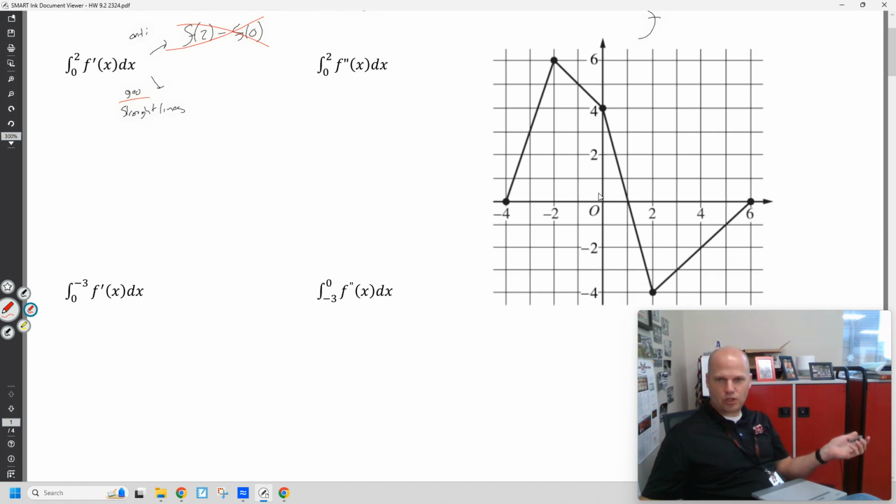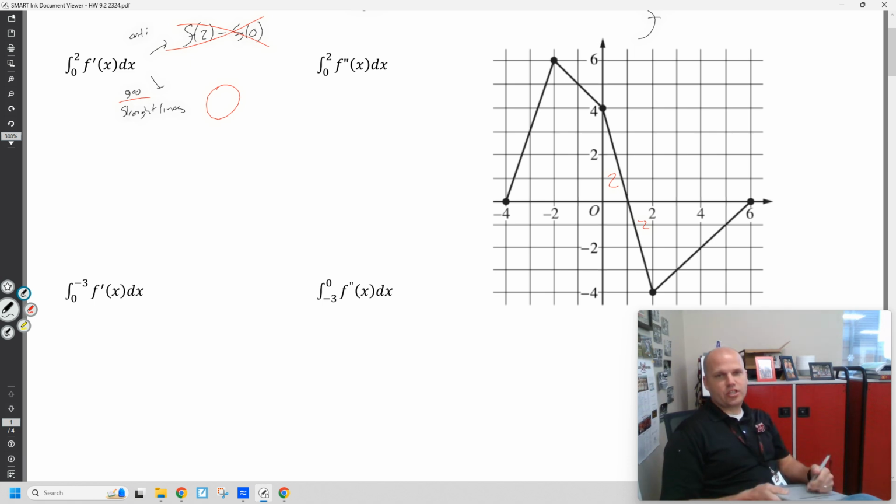Here, I'm just going to accumulate f prime from 0 to 2. Understanding we have a triangle worth of area, base 1, height 4, so that's 2. A triangle worth of area, base 1, height -4, so this is -2. And I get the answer 0.